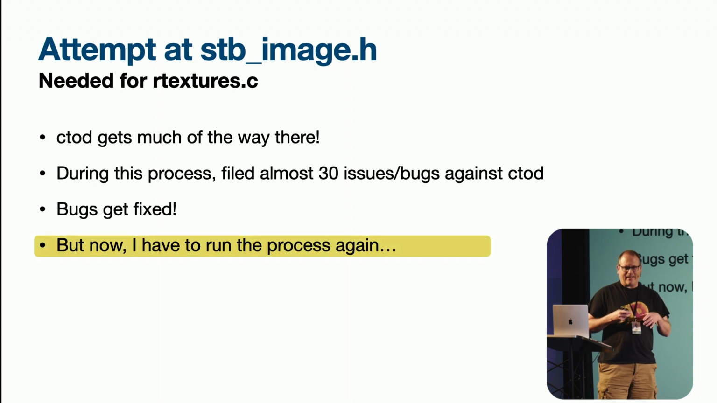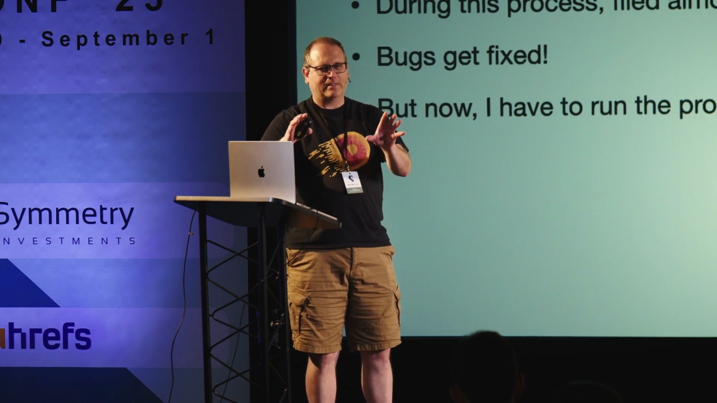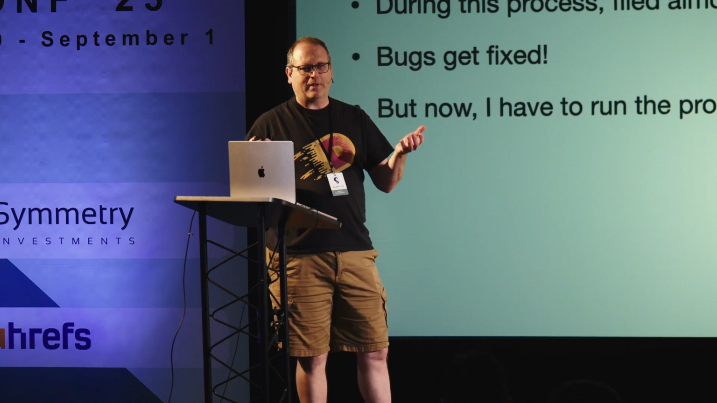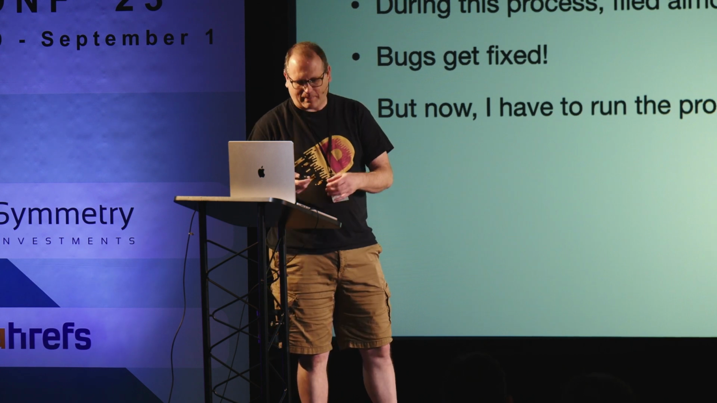And now I have to run the process again. So imagine this: you run ctod, you start building it with the compiler, and it's like, oh, fix this line, fix this line, fix this line. Okay, you go through like 30 lines. And then you get to a point where it's like, wait a minute, ctod did this wrong. Now I gotta get that bug fixed, and now I gotta start over. Right, I gotta go back to the C code, run the new tool on it, fix those 30 things again, and then get to the next spot.